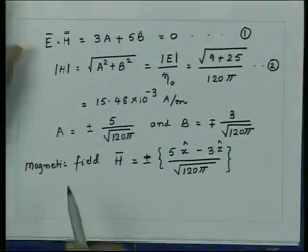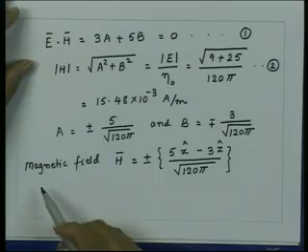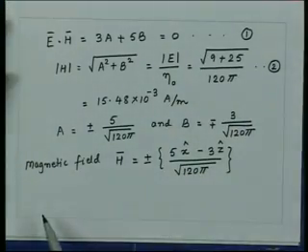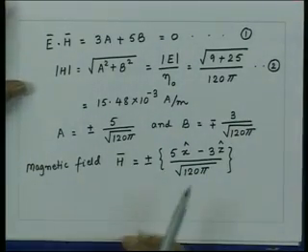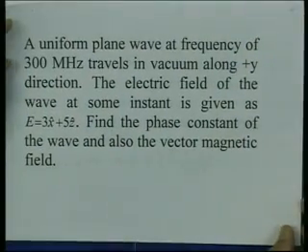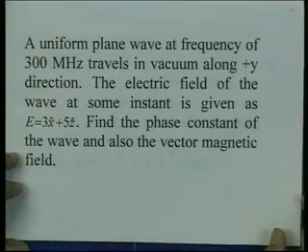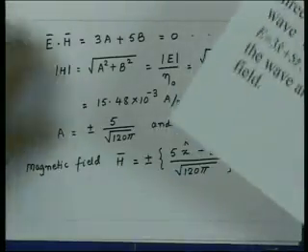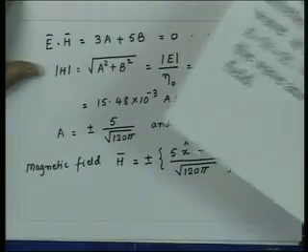That should be equal to 0 because E and H should be perpendicular to each other for a uniform plane wave, and also the magnitude of the magnetic field is equal to the magnitude of the electric field divided by the intrinsic impedance of the medium. Solving these two equations essentially, we get the vector magnetic field. So, this is one of the simple problems where the electric field was given and we were asked to find out the corresponding magnetic field of the wave.